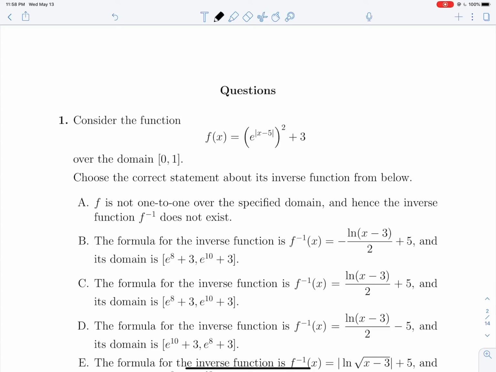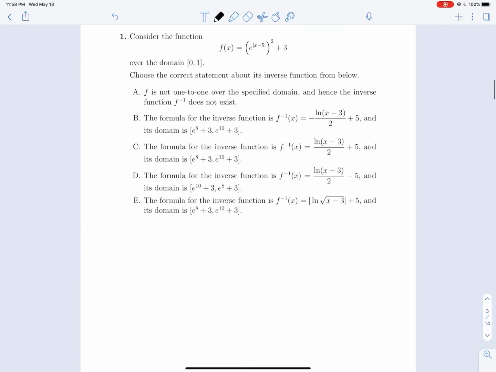Question 1, consider this function here over this domain. We're choosing the correct statement about its inverse function. So I'm going to go down here and rewrite this. We have y is equal to e to the, I'll simplify this down a little bit by moving this 2, multiplying that 2 by the exponent we have there, which is perfectly legal. E to the 2 absolute magnitude of x minus 5 plus 3.